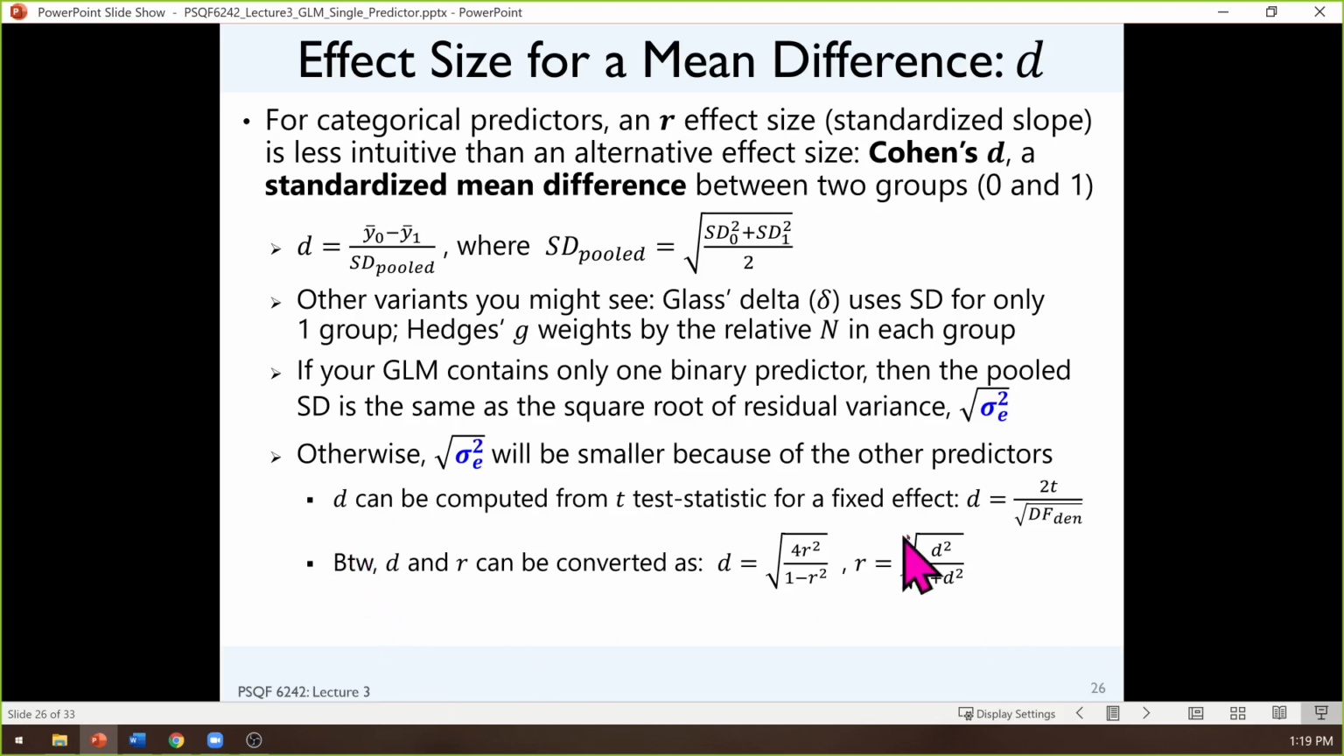You can get a D out of the T test statistic. So 2 times the T value that you get divided by the square root of the denominator degrees of freedom. That's how I'm going to get a D out of the output that we have, because the output gives me T and degrees of freedom, and I can get D from that. And more generally, here are some formulas by which you can go back and forth. So as long as you have a T and you have degrees of freedom, you can get yourself an R, or you can get yourself a D, or you can get back and forth between the two.